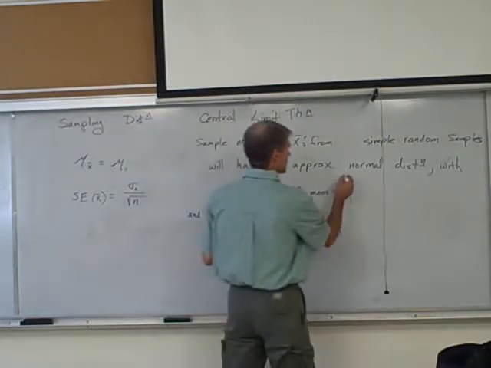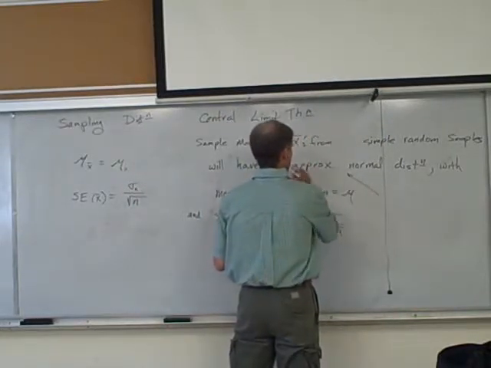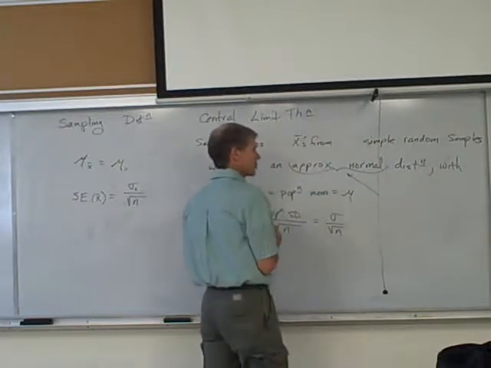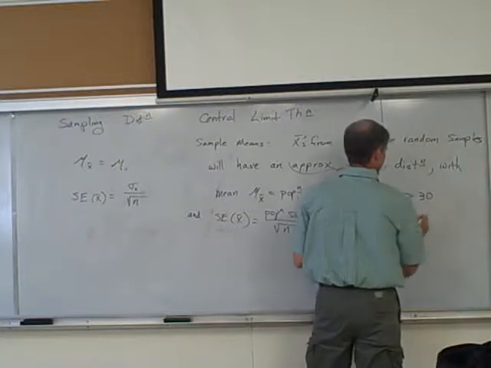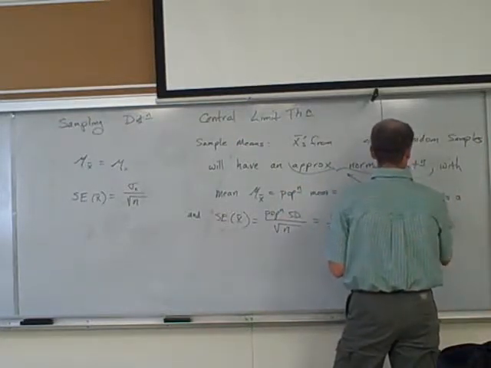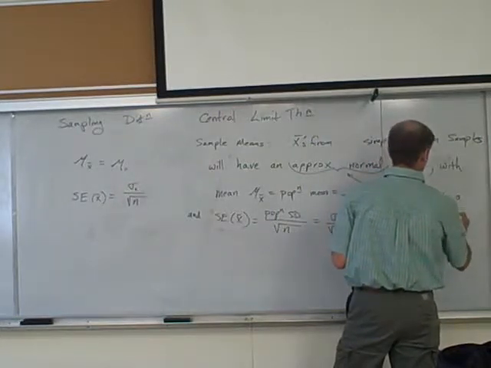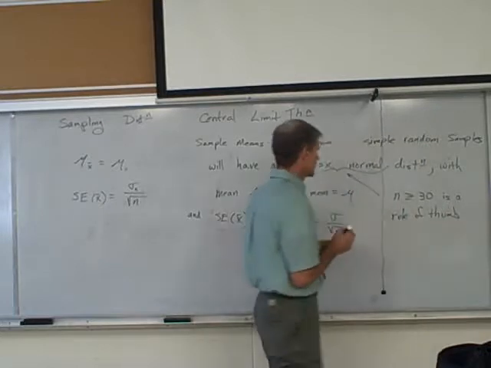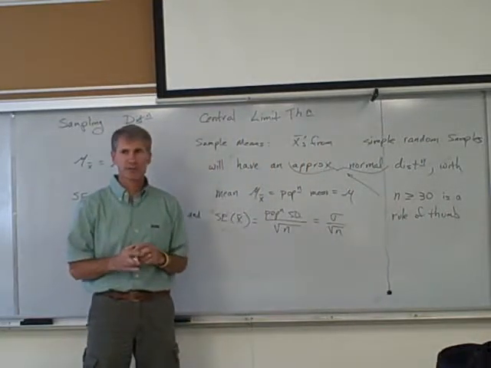Okay? So it'll be approximately normal. N greater than or equal to 30 is a rule of thumb for that distribution to be approximately normal.